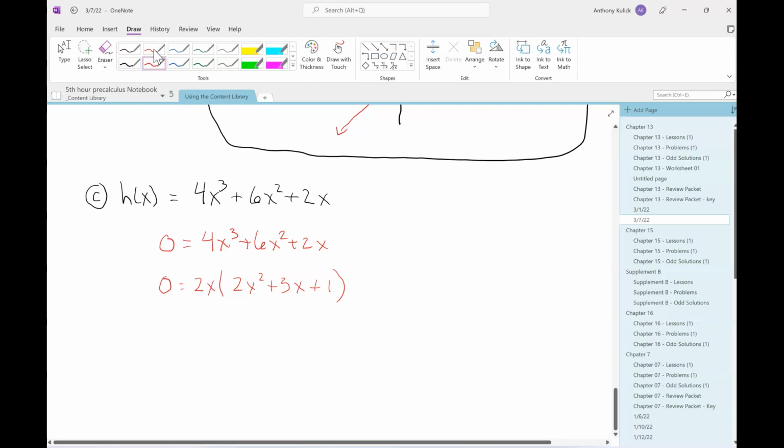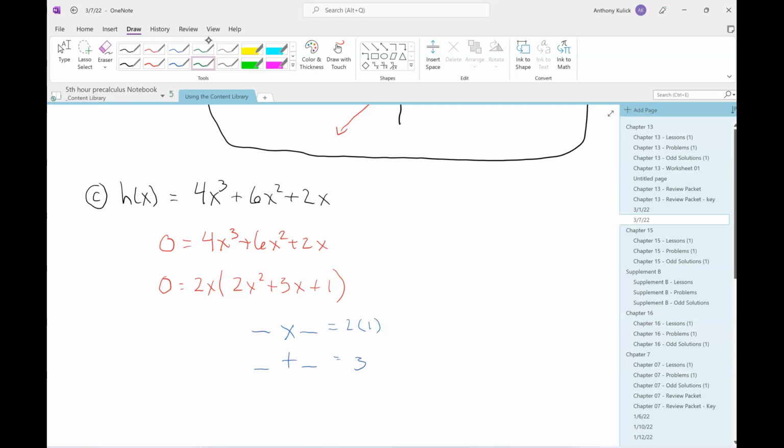Okay, what now? Yeah, so we notice that it's 3 terms. It's in the quadratic form, but this time the leading coefficient is not 1. So we're going to have to do that longer factoring. So the two numbers need to multiply to give us the first term times the last term, and then add to give us the middle term. What are those two numbers? Multiply to give us 2 and add to give us 3.